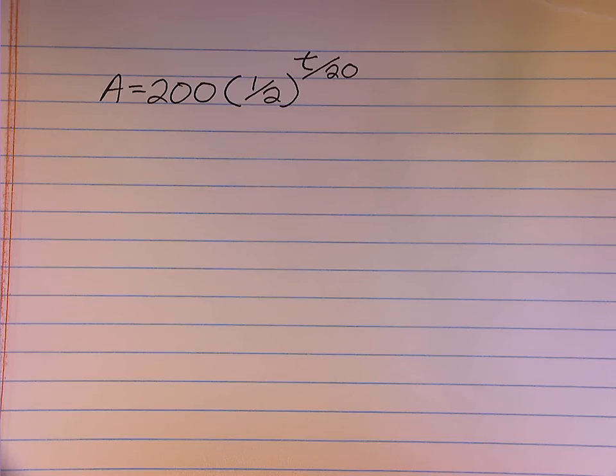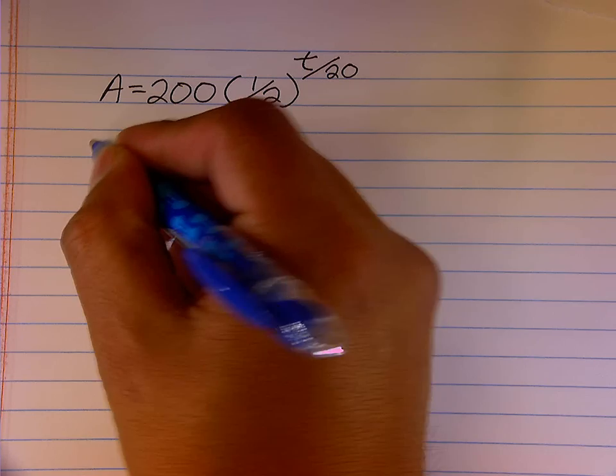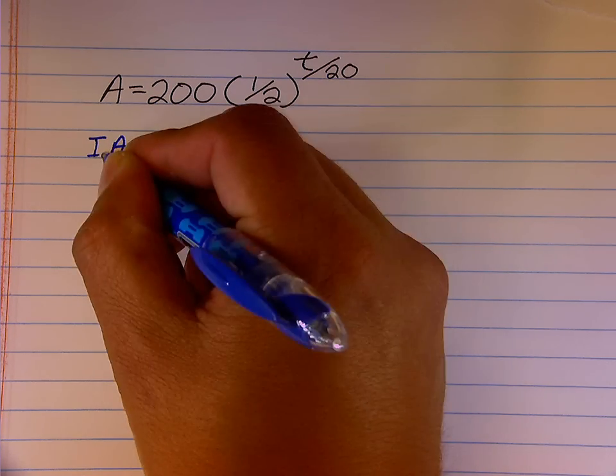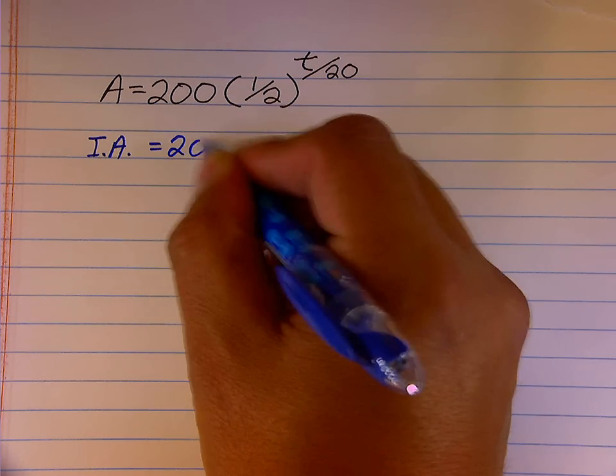Let's take a look at this exponential function. A equals 200 times 1/2 raised to the t over 20. What I'd like to do is describe to you everything I can recognize about this function. First of all, let's assume that A is an amount and t is time. If that is the case, then I start off originally with an initial amount of 200.